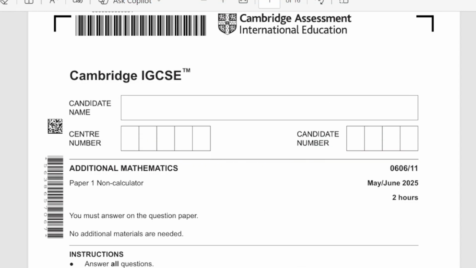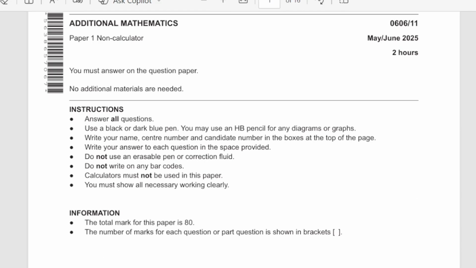The fourth lesson here, as displayed above, is an IGCSE past question, May-June 2025. The exam code is 0606, paper 1. It is a non-calculator question where you are not required to use a calculator, and you must answer all the questions on the paper. It's a 2-hour paper. When you are given a question like this, you read through all the instructions and make sure you follow the instructions strictly.